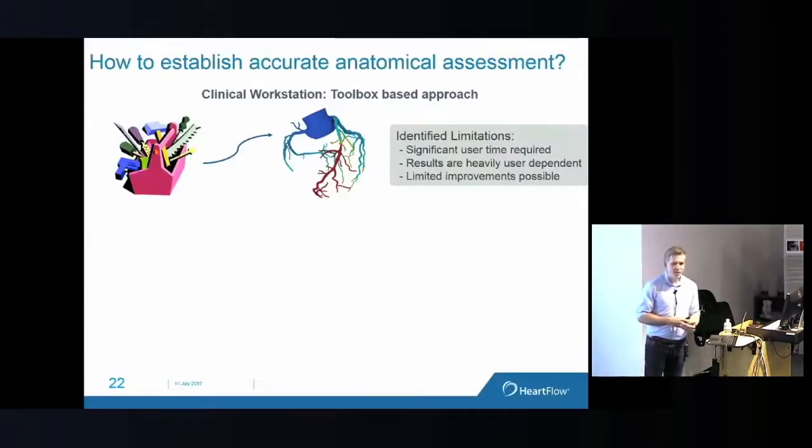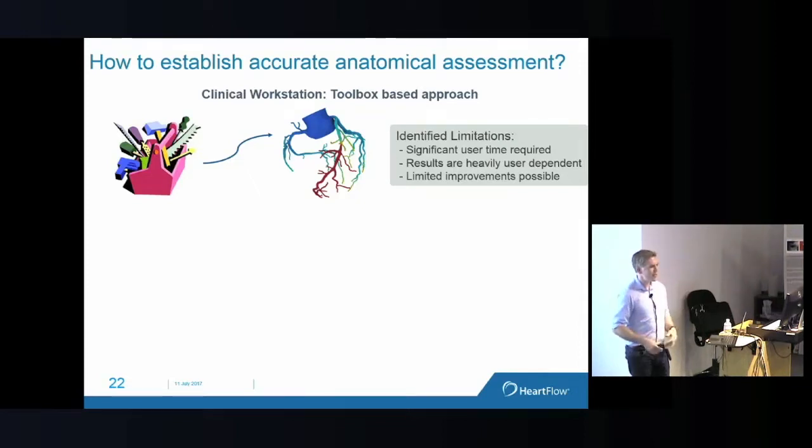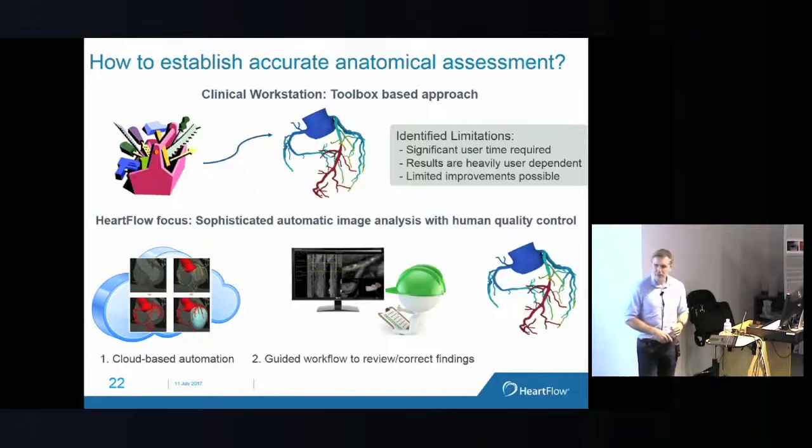Well, the classical approach is to build a workstation where you have a toolbox, an ability to look at the images, and a set of tools to go through and do the segmentation or review and correct an automated segmentation. That works in many scenarios, but what happens very frequently is that there's significant user time necessary to do that, and the results can be very user dependent, variable depending on who's using this sort of toolbox. And so what we've done is approach the problem a little bit differently.